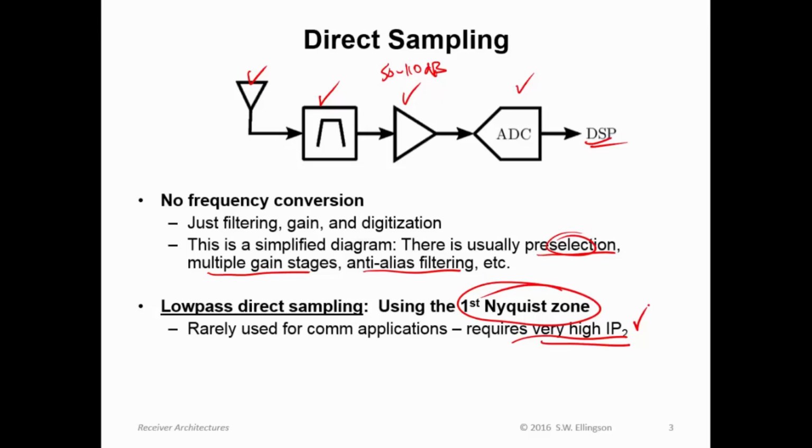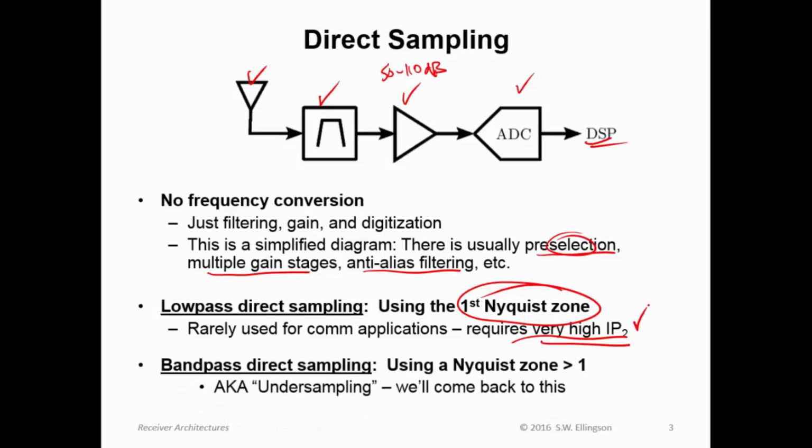zone. A more common architecture to use these days for direct sampling is bandpass direct sampling, and that's where we use a Nyquist zone greater than 1. For example, the second Nyquist zone. This has the advantage that signals in the second Nyquist zone alias to distant Nyquist zones, so that the requirement for second order linearity is much less.